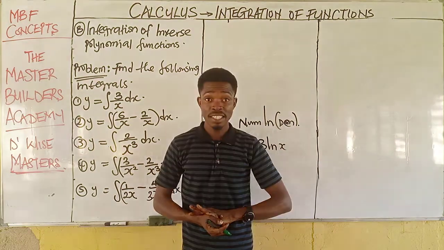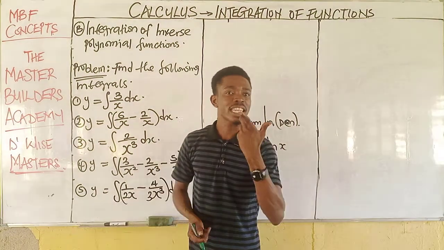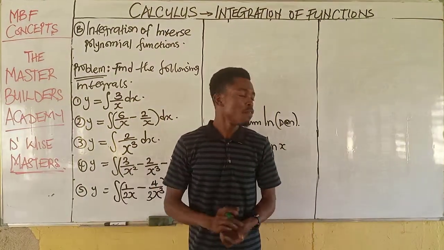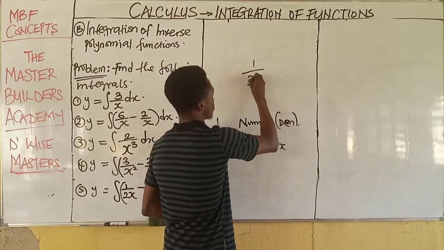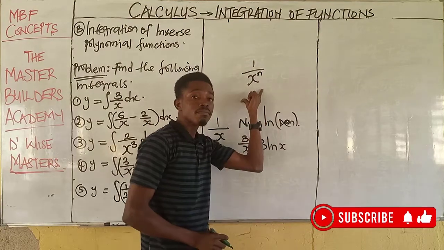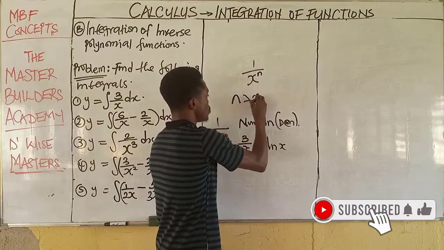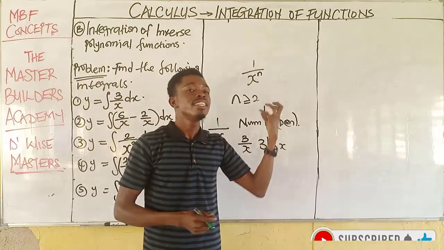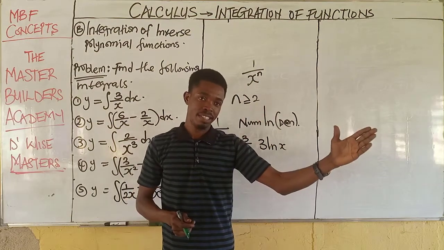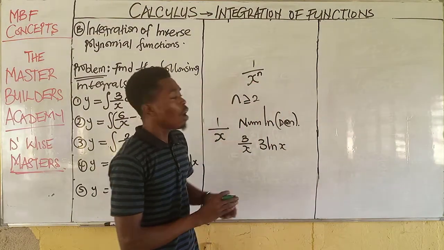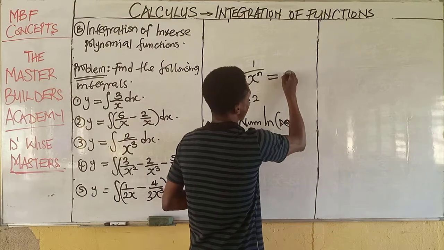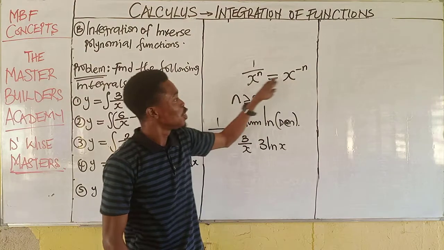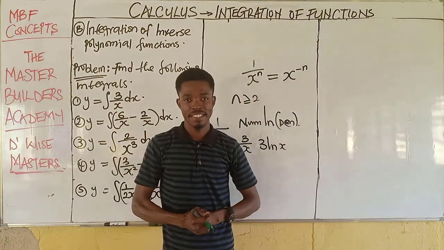This is the second secret. When the power at the denominator is greater than 1, you need to convert the fraction to what? A linear fraction. For instance, if I have 1 over x raised to the power of n, and n is greater than or equal to 2, which means it's greater than 1, but the least is 2. So from 2 upwards, this is what my n is. All I need to do here is to convert this as what? x raised to the power of what? Minus n, using the fourth law of indices.